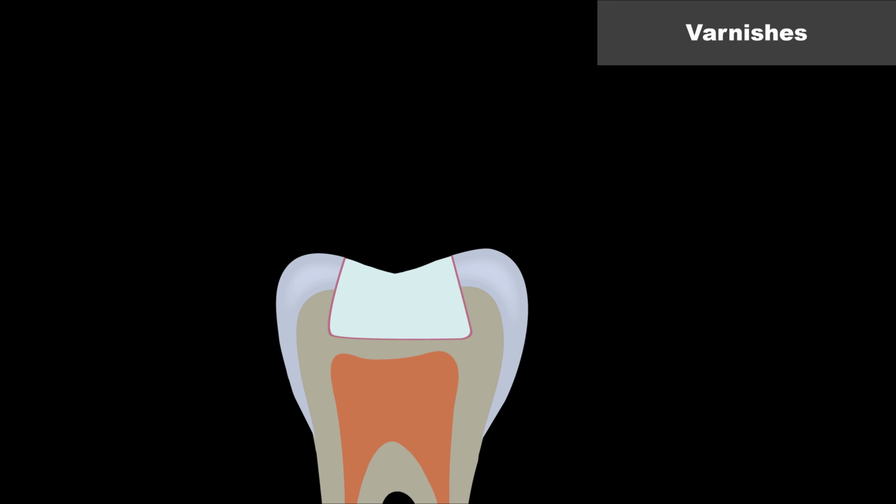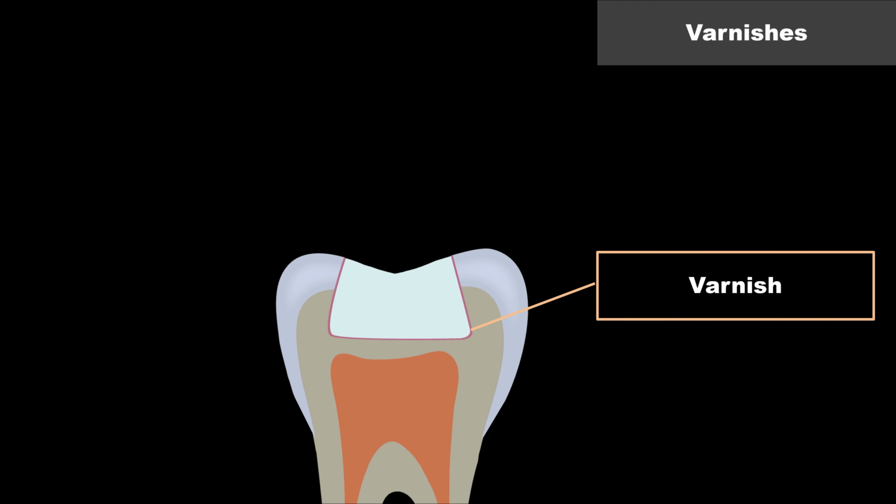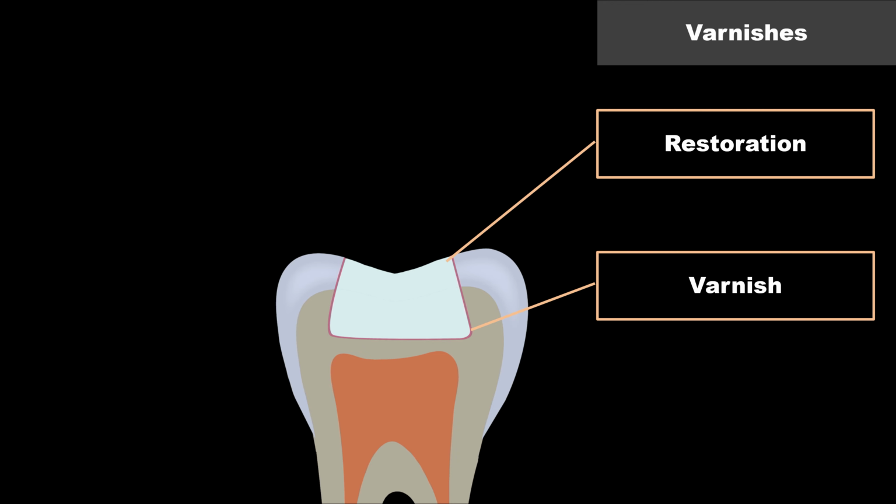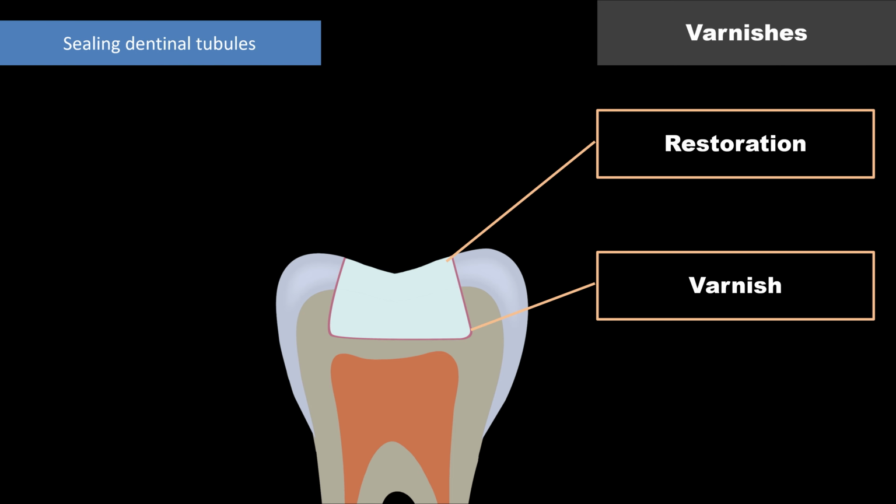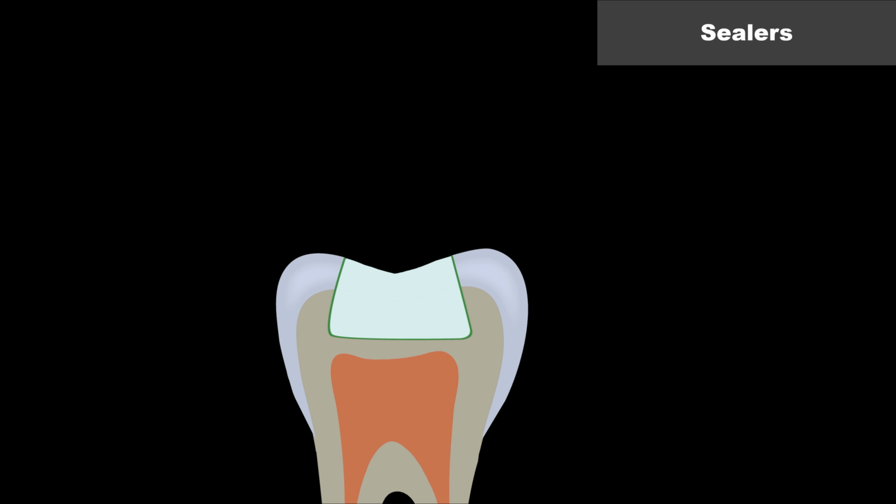Then come the varnishes. Varnishes are applied throughout the cavity preparation, that's the walls and the floors, and after that we can do the restoration. Varnishes are exclusively applied for dental amalgam because they seal the dentinal tubules, and can prevent the discoloration of the tooth caused by mercury in the long term. The application of the varnish will also enhance the initial marginal seal of dental amalgam. Copal resin is a very commonly used varnish.